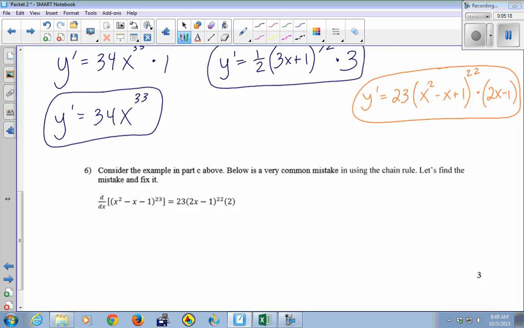What did I do here? I didn't copy the stuff. This is supposed to be the original stuff. Right? So this is a really common thing that students will do when they first learn the chain rule, is take the derivative of the stuff too soon, right? So you're supposed to copy the stuff, and then this guy should be the derivative of the stuff.